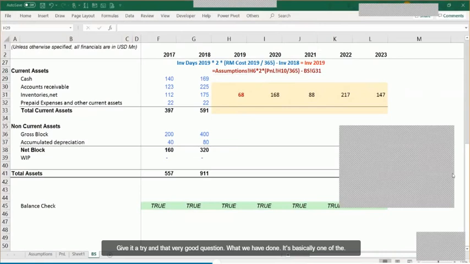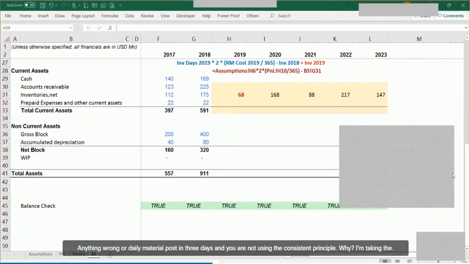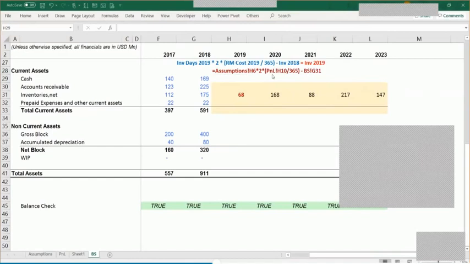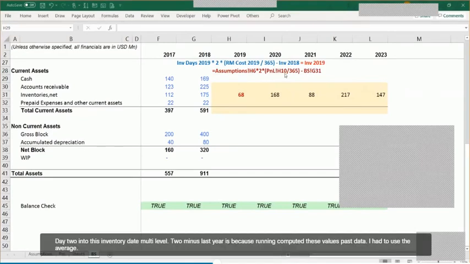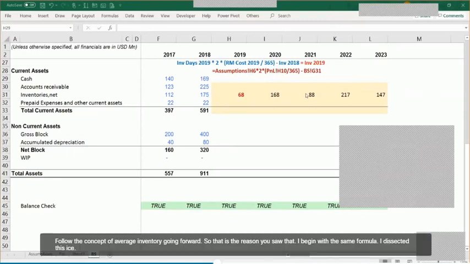Abhijit, what we have done is basically one and the same thing. If you simply take daily raw material cost into inventory days, then you are not using the consistent principle. Why I'm taking this raw material cost per day into this inventory days, multiply by 2 minus last year, is because when I computed these values in the past using the historical data, I had used the average inventory. And now also I want to maintain the same approach because I would like to ensure that I follow the concept of average inventory going forward as well. So that is the reason you saw that I began with the same formula.